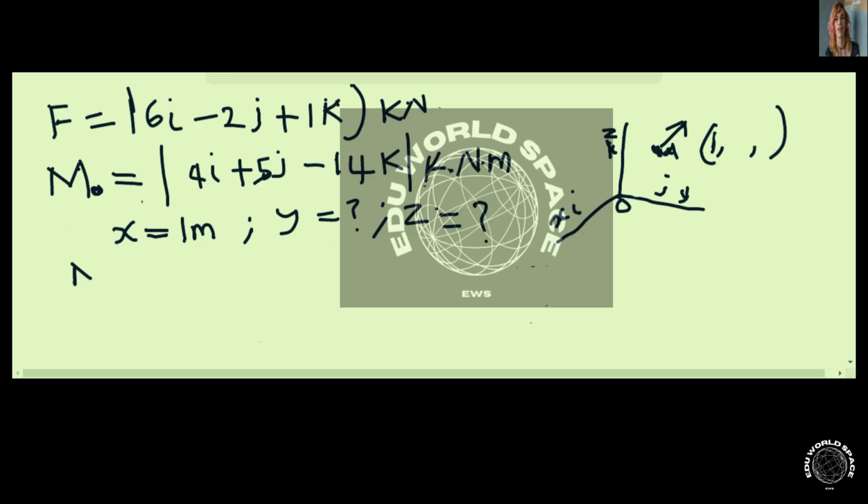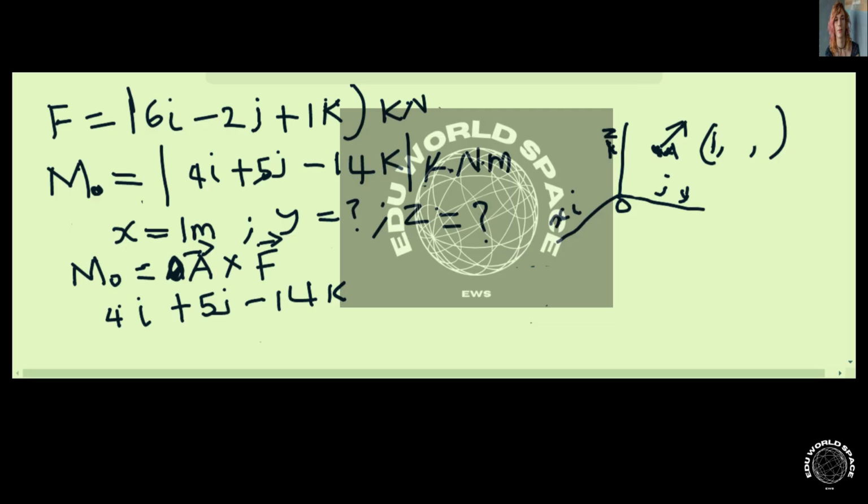So it's something like this: moment is equal to the position vector, let's call it OA, times the force. The force is already given to us. When we do that, we are going to have our moment, which is 4i plus 5j minus 14k.